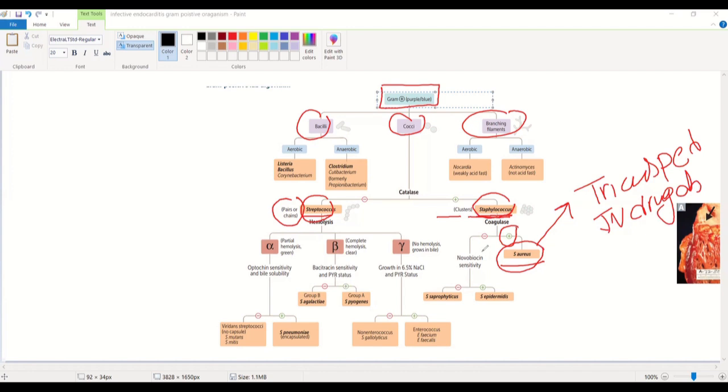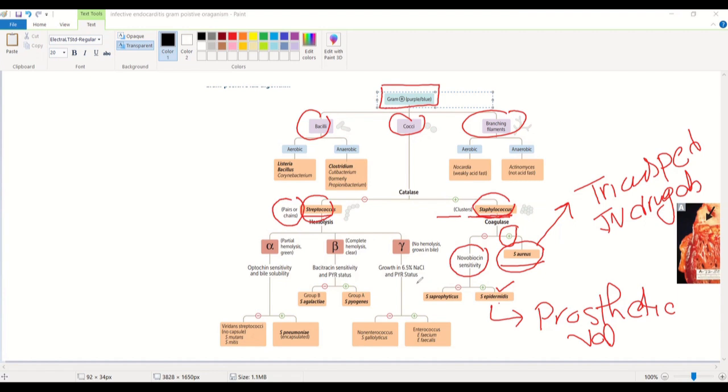Okay. So novobiocin sensitivity. If it is positive, it is Staphylococcus epidermidis. So Staphylococcus epidermidis is associated with prosthetic valve, right? Yes. Okay. So Staphylococcus epidermidis: novobiocin sensitivity positive, and it is coagulase negative, right?